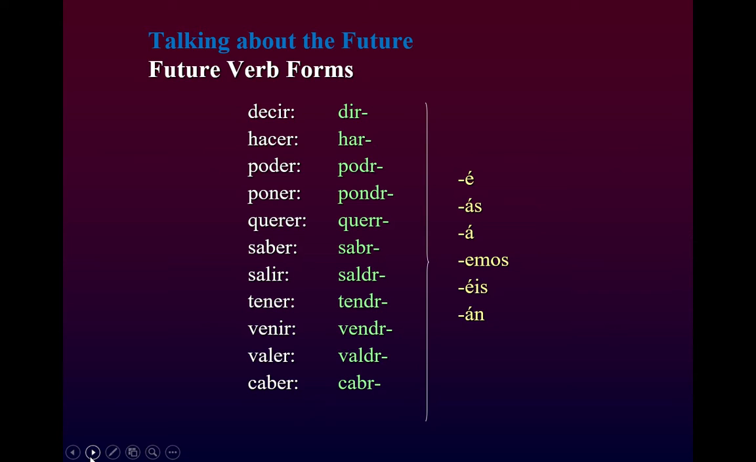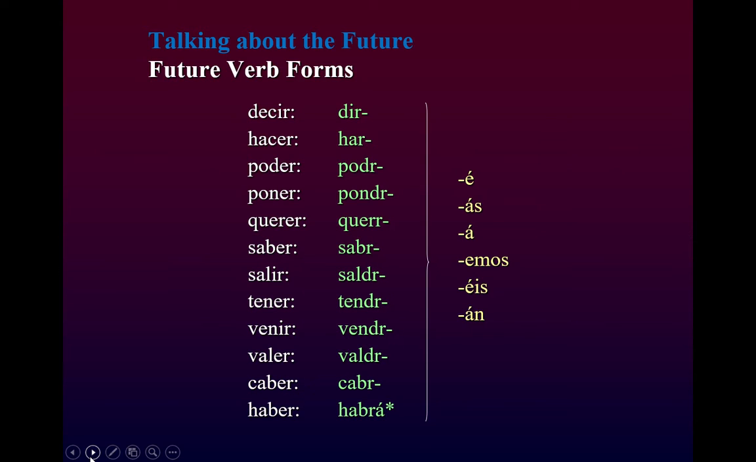The verb caber is most likely a new verb for you. Caber means to fit, but something fitting inside of something else. It's not, for example, clothing fitting on you, but it's something fitting inside a box, something fitting inside of a car. For example, if you wanted to say, oh, it will not fit, you would say no cabrá. Or if you wanted to say, for example, in my case, I will not fit in a smart car, I would say yo no cabré. I will not fit. So cabré, cabrás, cabrá. I will fit, you will fit, etc.